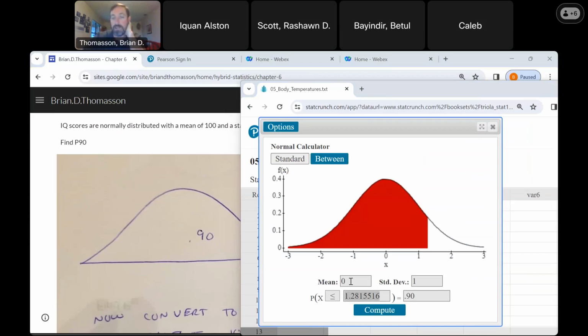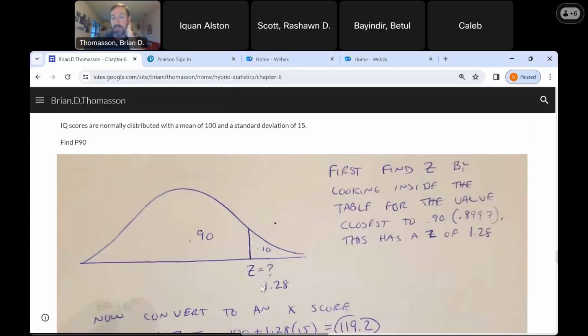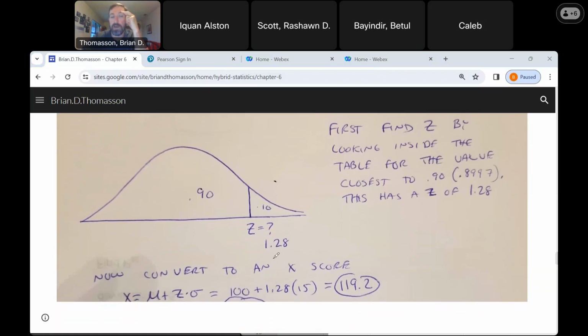If we had a standard normal, meaning Z, we have the mean of 0, standard deviation 1. We want that lower piece, the red area, to be 90%. That gives us this Z value of 1.28. That's where this Z value comes from. What that means is that the 90th percentile on Z-score is 1.28 standard deviations above the mean. Now, we don't want to know how many standard deviations above the mean. We want the actual score. And that's what this formula is for.